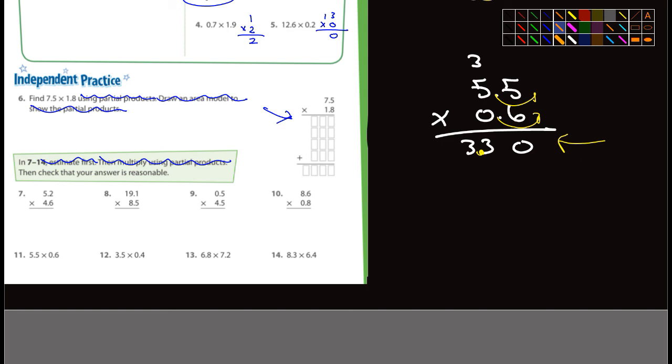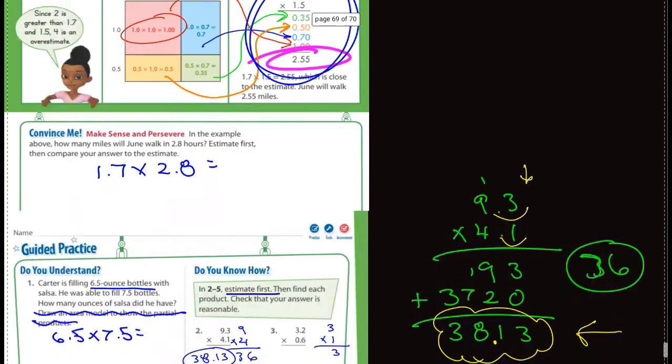3.3. Which number was that? That was 11. Oh, thank you, 11. Okay, so 3.3. You could put a 0, but it doesn't change the value. It's still 3.3. Okay. All right, let's look at the next page, the last page.